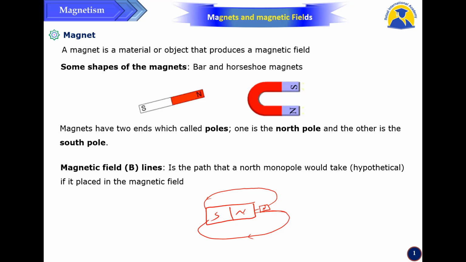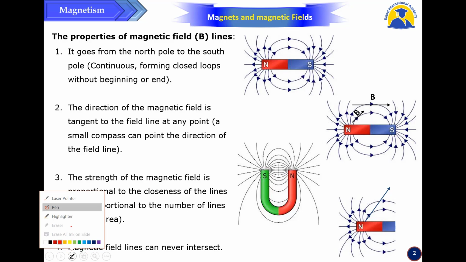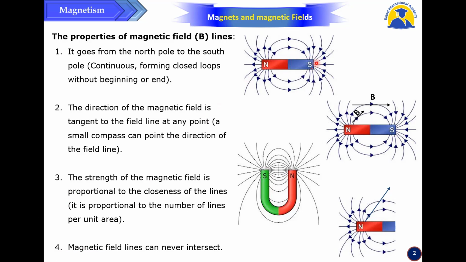To understand the properties, first, the magnetic field lines go from the north pole to the south pole. So here the lines go from north to south and complete inside the magnet from south to north. This is the first property of the magnetic field lines.